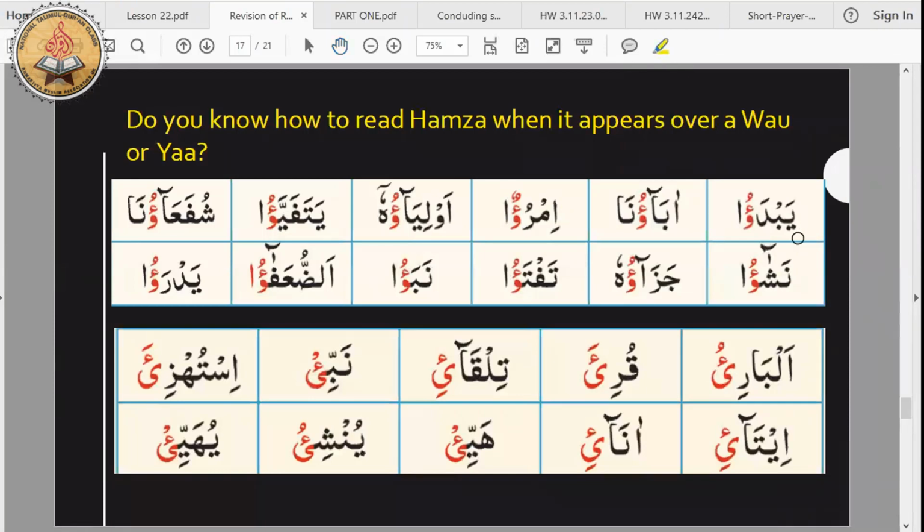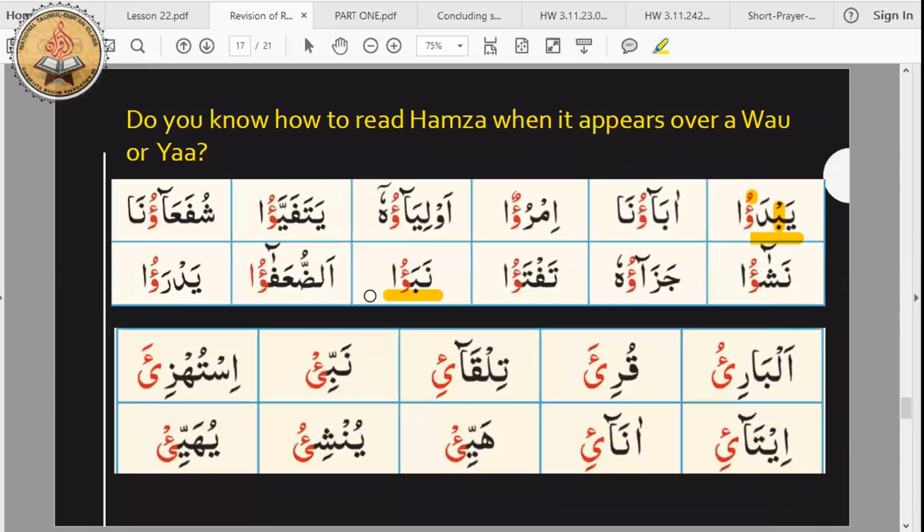Can you try to read this word, please? Yab. Yatu. Can you tell me which letter this one is? Can you try it once more, please? Yabda'u. Okay. So over here, this is just the ma, so we'll give 1 second only. So it will be yabda'u.